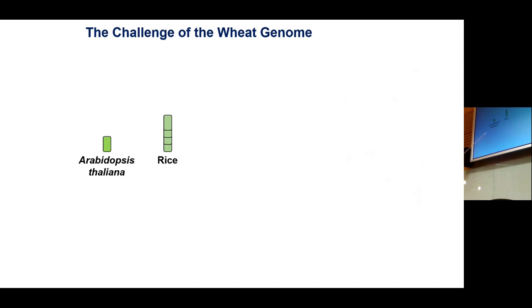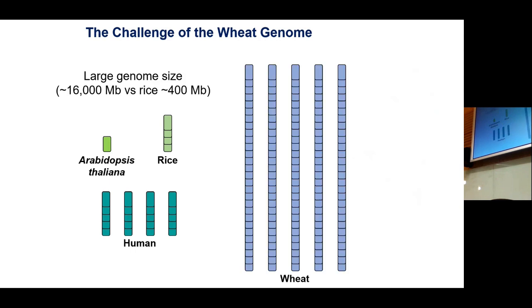Rice was assembled a little bit later, and that's because it's slightly bigger, so the challenge is slightly bigger. It's around 400 megabases. The human genome is around 3 gigabases, so it's quite extensive, also around the millennium that we have the assembly. But then you look at wheat, it's a 15-16 gigabase genome, so it's 5 times as large as a human genome, and that took a lot of effort to get sequenced.